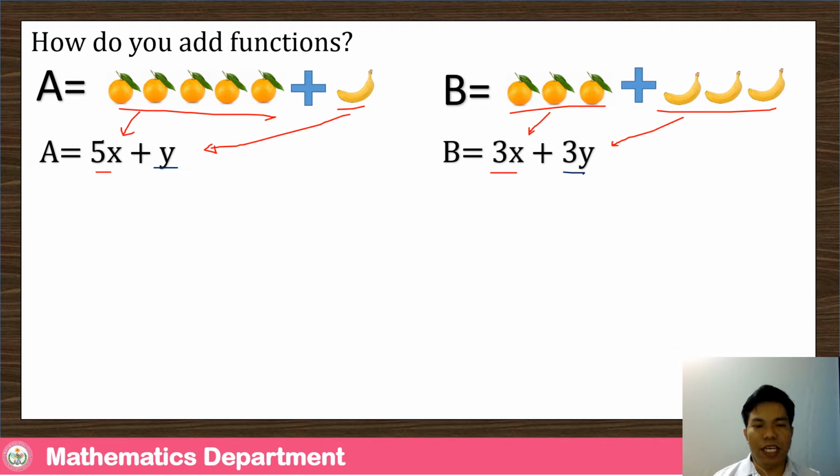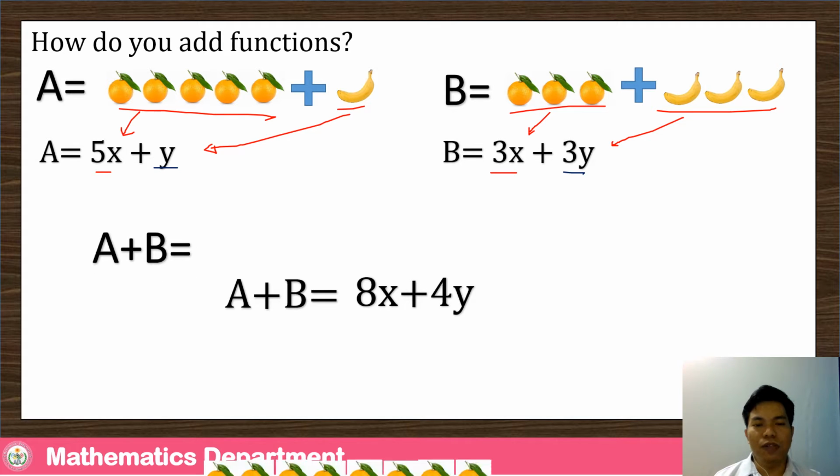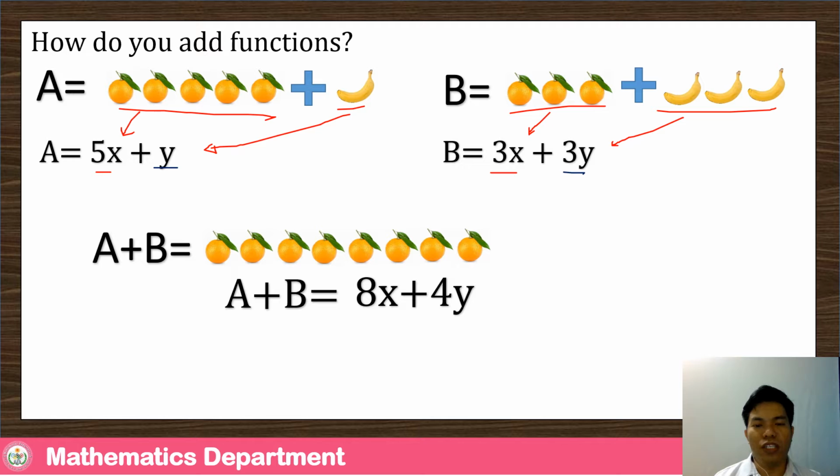So as a result, pag in-add natin itong dalawang sets na ito, ang A plus B natin ay magiging 8x plus 4y, because we have here 5x plus 3x, that will give us 8x, at yung y plus 3y natin, that will give us 4y, which is the same sa ating result na nakuha kanina, na kung saan ang ating answer ay 8 oranges and 4 bananas.